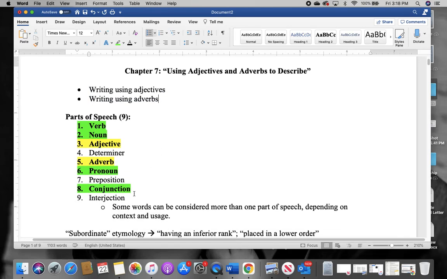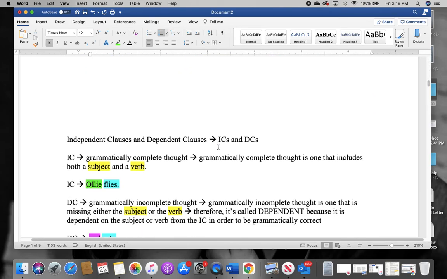And just as a side note, sometimes people say there are 8 parts of speech or 10 parts of speech, but it's usually agreed upon that there are 9 parts of speech: the verb, noun, adjective, determiner, adverb, pronoun, preposition, conjunction, and interjection. And I highlighted in green what I've already talked about in the previous 2 videos. The subject is what I talked about in terms of the noun and the pronoun. And the yellow is what we're talking about in this video, the adjective and the adverb. So I'm going to just dive right in.